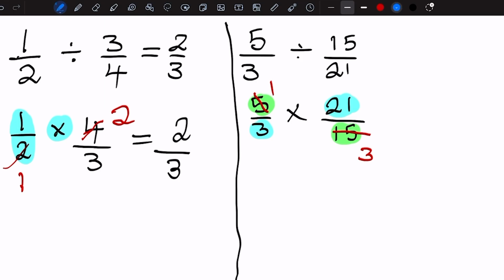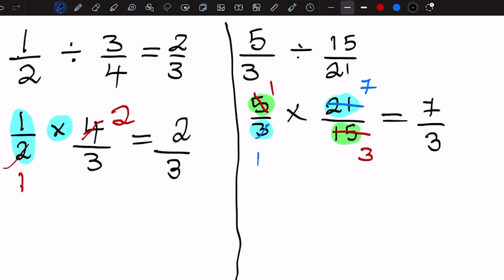Alright, so that's for that one. Then I say 3 into itself goes 1 time, 3 into 21 goes 7 times. So I've just done the simplification. There's nothing else that can be simplified right here. So I have a 1 over 1 multiplied by a 7 over 3. Nothing else can be simplified. So let's go ahead and multiply across. 1 multiplied by 7, that's just 7. 1 multiplied by 3, that's just 3. And that would be our answer.